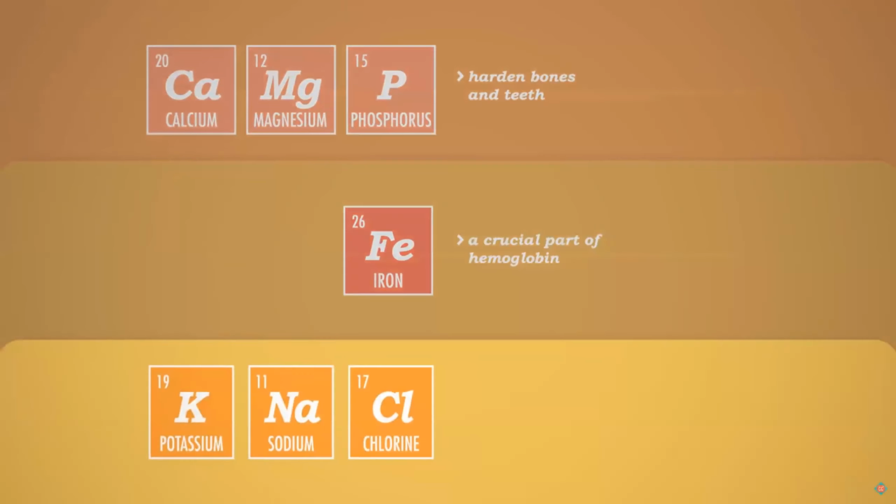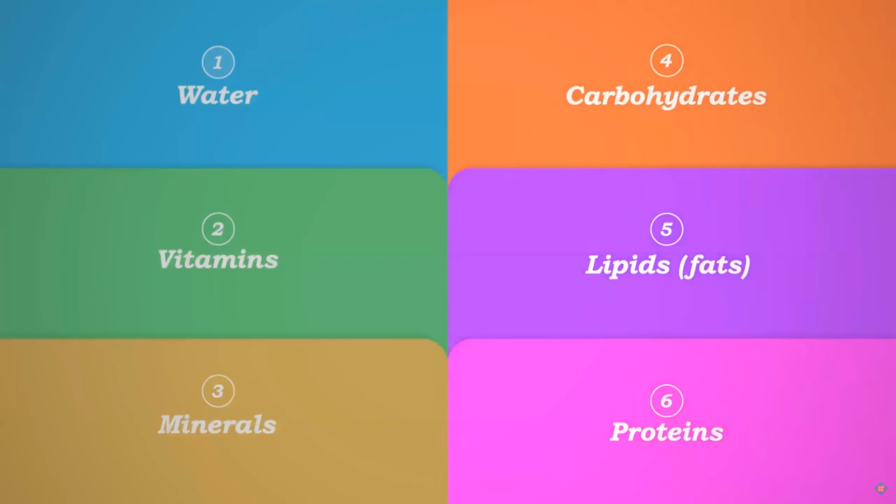Plus, potassium, sodium, and chlorine help maintain your body's pH balance and are used in action potentials. So water, vitamins, and minerals are all necessary. But the 3 major nutrients that everyone always talks about, the ones you find on food labels from oatmeal to Pop-Tarts, are carbohydrates, lipids, and proteins.